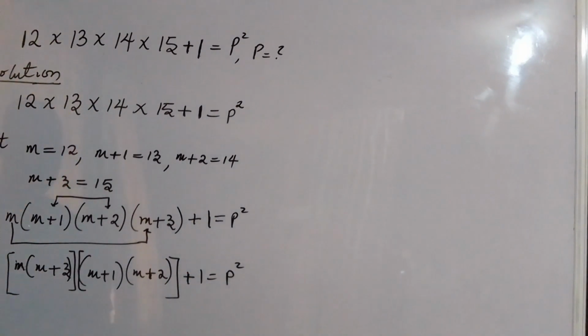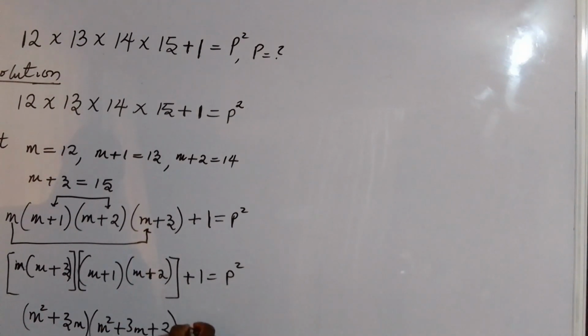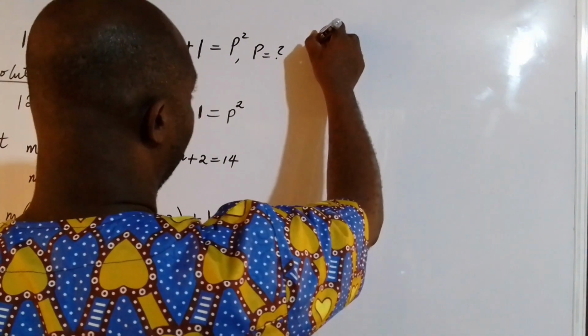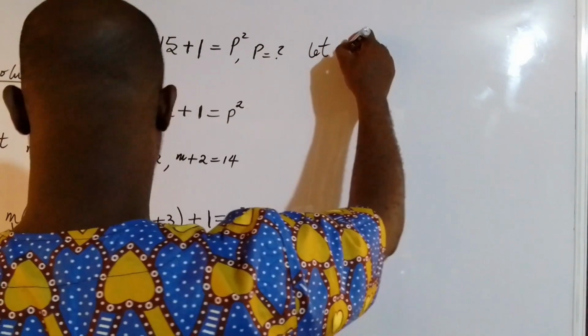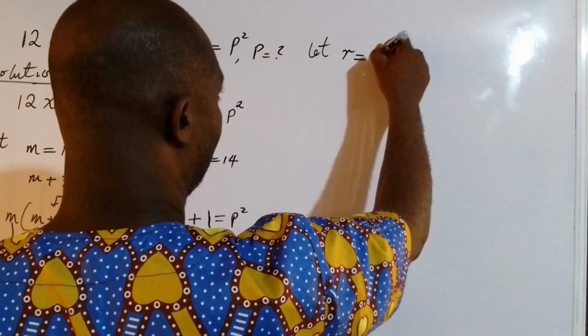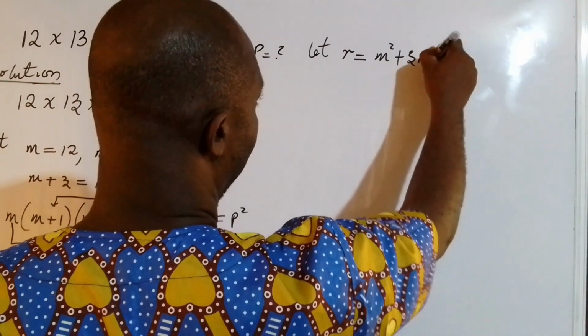Right. So next is to open up this bracket. So I'm going to have m squared plus 3m, alright, and then opening up this will give me m squared plus 3m plus 2, then plus 1 equal to p squared. So now I'm also going to make a substitution and say, let r equal to m squared plus 3m.